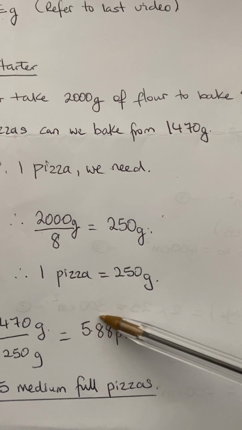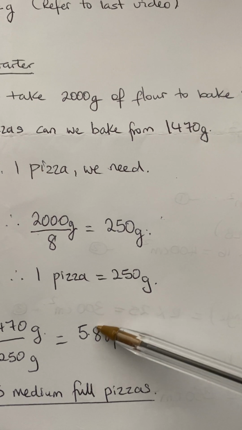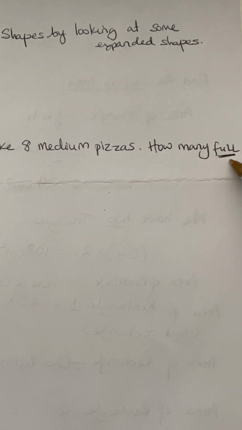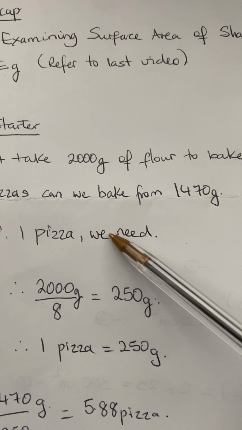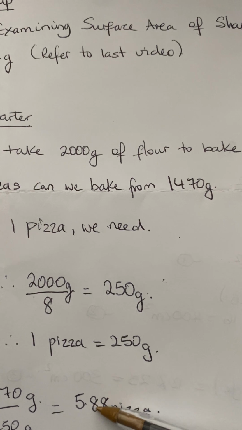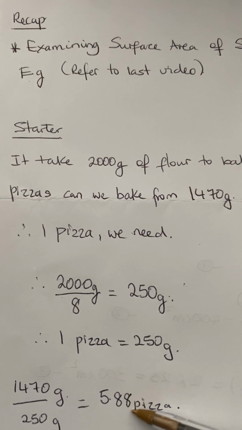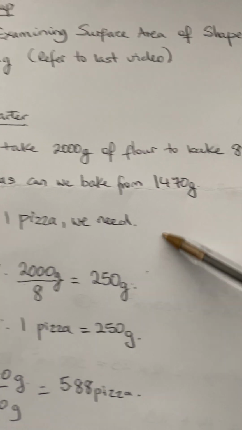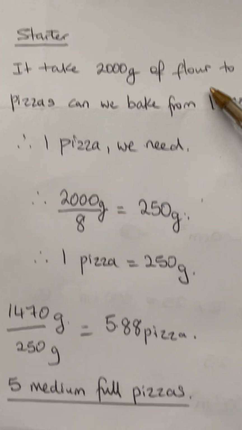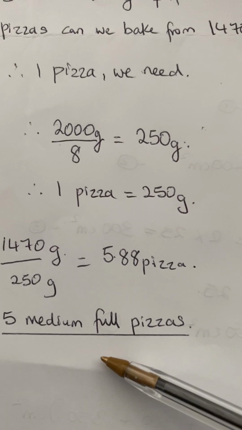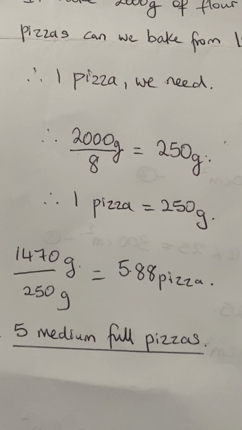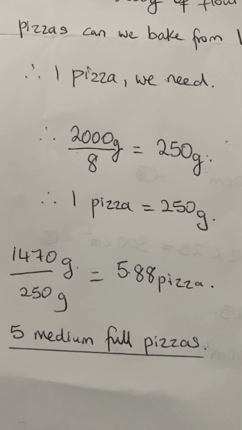So you have 5 pieces, and the 0.88 is not a full pizza. The question says how many full pieces. Actually, you can bake 5 medium pieces, and then the last one, which should not be medium, but they are asking you in the question how many full pieces. So we can bake 5 medium full pieces, with some flour left over. So that will be our starter for today.